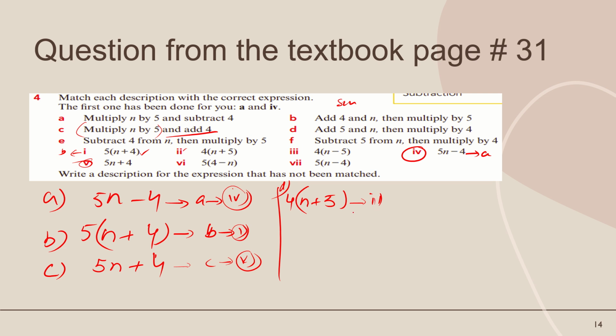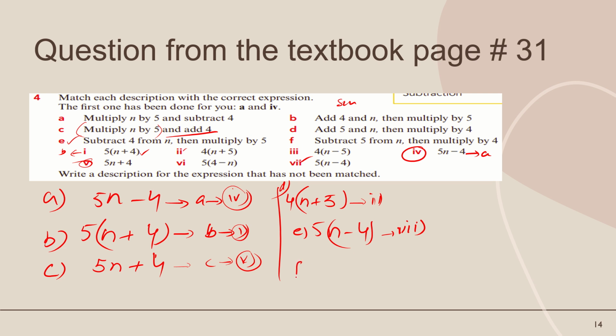Now the next one is part E. Subtract 4 from n, n minus 4, then multiply by 5. 5 and minus 4, this one. So E joins with part 2.